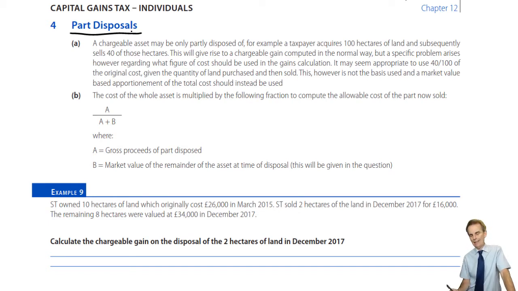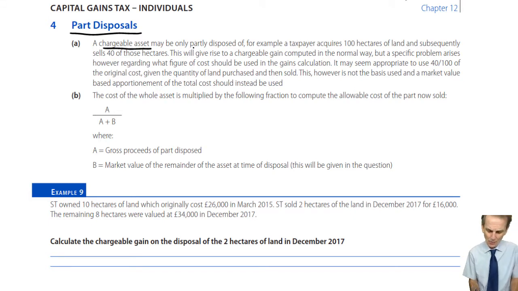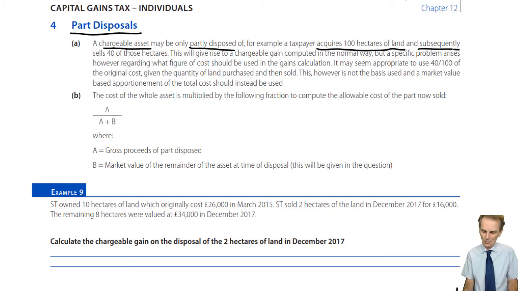Okay, as you might guess in a situation like this, it's not left up to us as the taxpayer to decide how much of that original total cost will now be deemed to be used on this disposal. There will be a rule. And what we're told here is an explanation of how this might be a problem. How is it that we can sell some but not all of an asset that we had originally acquired? So a chargeable asset may be only partly disposed of, as we said. For example, land. A taxpayer acquires 100 hectares of land, but subsequently then sells 40 of those hectares.